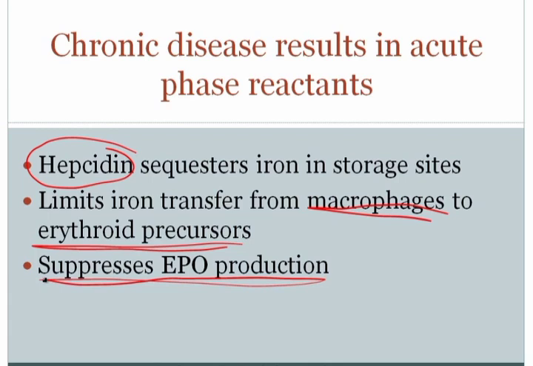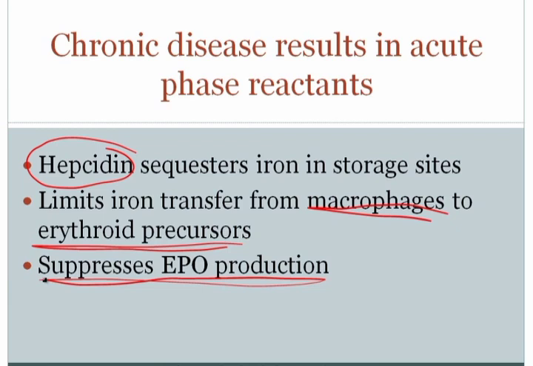Now, one of the things to remember concerning this sequence of events is that it actually makes sense what's going on. Iron is an essential nutrient for bacteria. They require iron for their survival. And so when there's chronic inflammation, the body doesn't know that there's some sort of chronic disease like an autoimmune disease or that there's a cancer with a little bit of chronic inflammation associated with it.